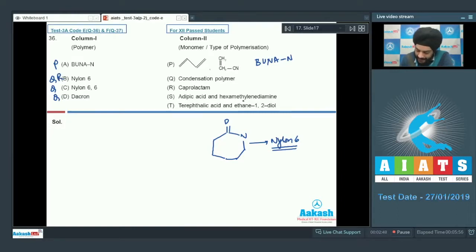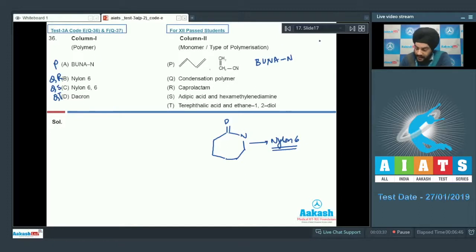If you talk about adipic acid and hexamethylene diamine, these are the monomers for nylon 6,6. So adipic acid, when it is allowed to undergo condensation polymerization with hexamethylene diamine, it forms nylon 6,6. So C will be matched with Q and S. And if you talk about the last option, terephthalic acid and ethane 1,2-diol, which is also ethylene glycol, they polymerize to give us terylene or dacron. So dacron is given correctly in the D option. The D option will be matched with D. So students, the correct matching for this question is this.